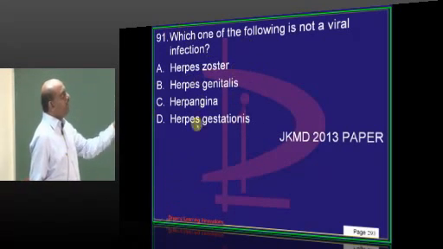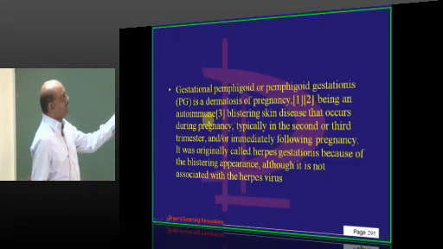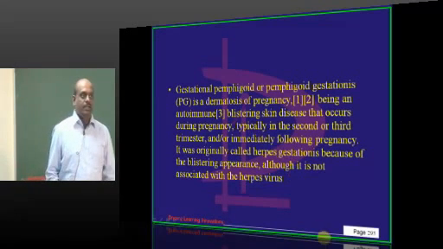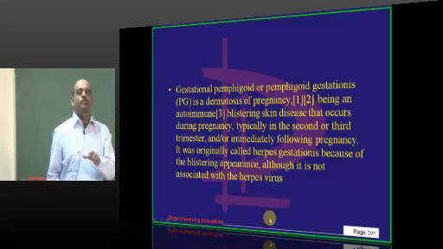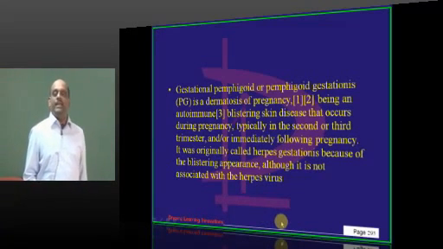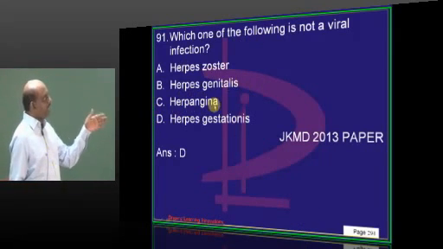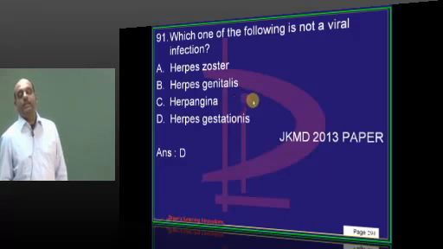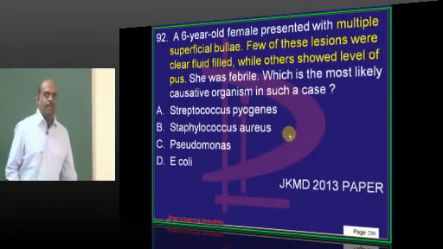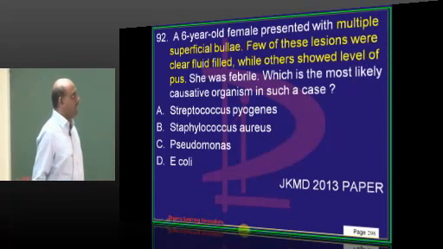Now, doctor, which is not a viral infection? Herpes gestationis, otherwise called gestational pemphigoid. It is an autoimmune blistering skin disease. It has nothing to do with any herpes infection. Whereas herpes zoster, herpes genitalis, herpangina, they are all considered to be viral infections, is what you need to remember.